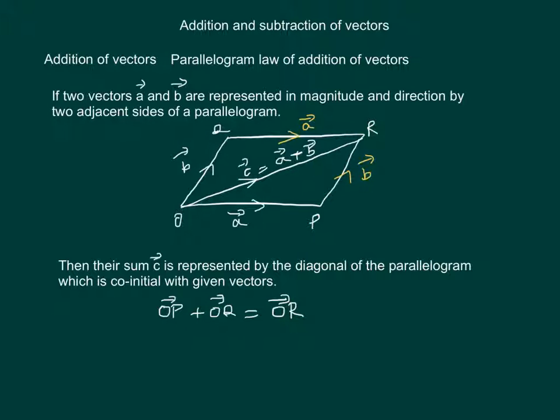Now, if we look at triangle OPR, clearly A plus B is given by OR, which is the sum vector. This will lead us to the triangle law of addition of vectors. So let us see that.